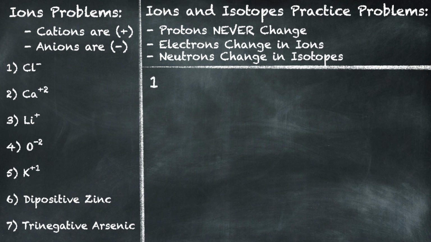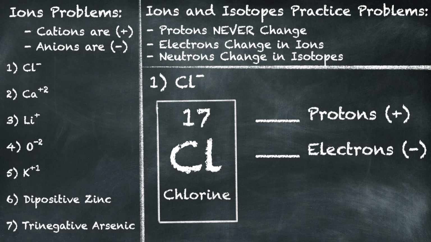So let's walk through these. First one, chlorine minus 1. So this chlorine ion has one more negative charge than positive. That's what the minus 1 tells us. Chlorine has 17 protons in its neutral state, because its atomic number is 17, if you don't remember that. Now, since it has a minus 1 overall, that means it has one more electron or negative charge than positive charge. So if we have 17 positive charges, that means we're going to have 18 negative charges. So that's going to say we have 17 protons, 18 electrons.